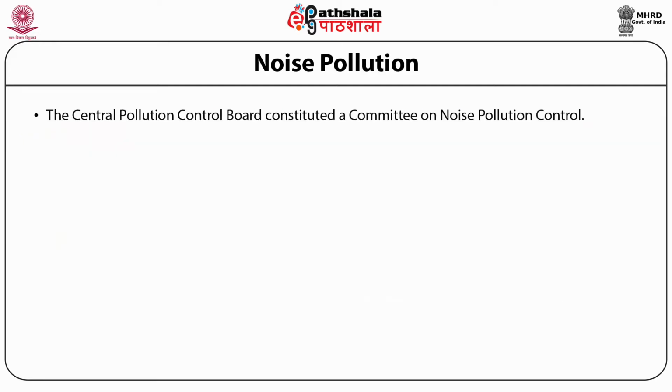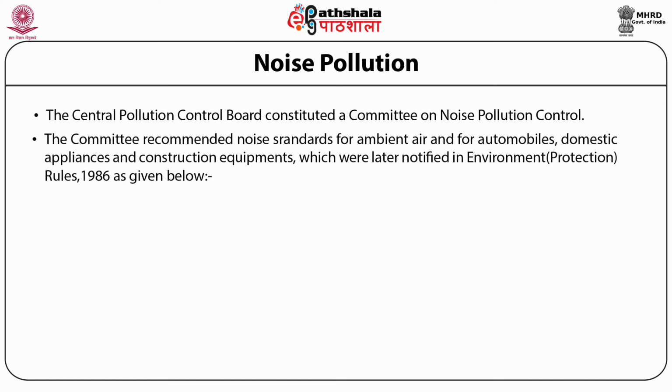The Central Pollution Control Board constituted a committee on noise pollution control. The committee recommended noise standards for ambient air and for automobiles, domestic appliances and construction equipment, which were later notified in the Environmental Protection Rules 1986, which is given below.